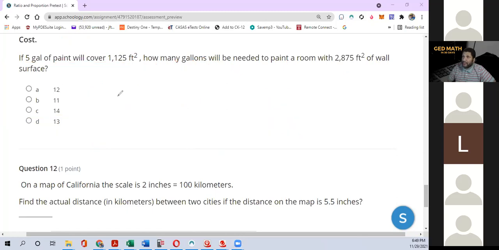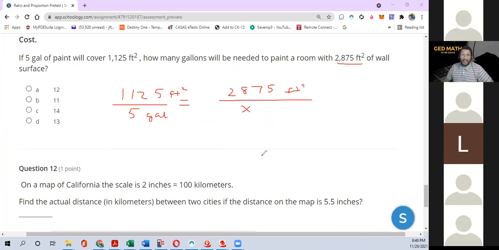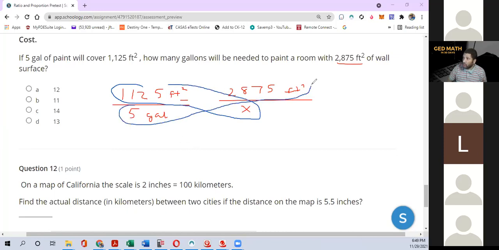Okay, let's look at it again. 1125 is to 5 gallons. So this is feet squared, and this is feet squared, so this is going to go up here. Like to like. I don't know how many gallons I need. So on the calculator, if you are used to setting up a proportion, you realize that you're going to cross multiply.